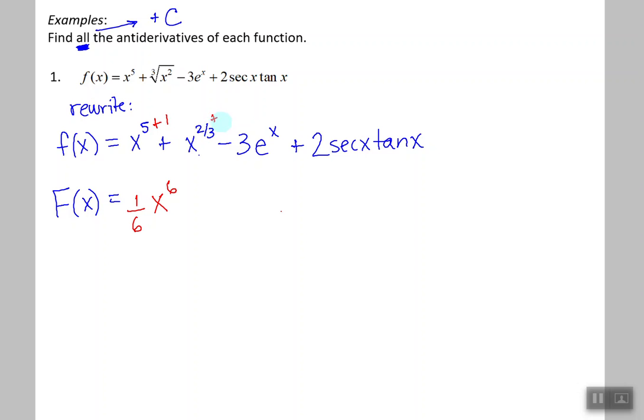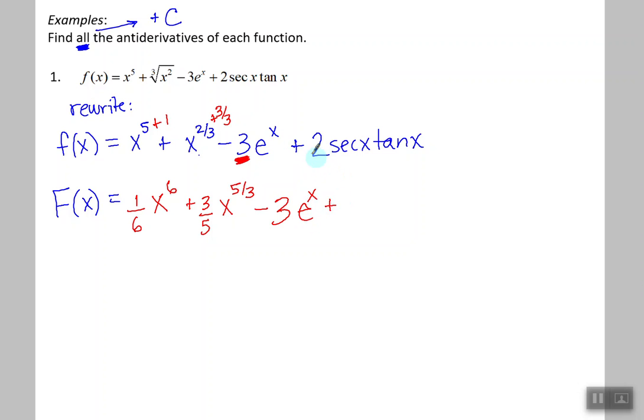Next, add 1 to this exponent, but because it's in thirds, we'll add 3/3. So this becomes x to the 5/3, and instead of dividing, it's easier when we say multiply by the reciprocal, so times 3/5. Next, this 3 is a constant multiple, so using my constant multiple rule, it hangs out in front. And e to the x is the easiest because the derivative of e to the x is e to the x, so therefore the antiderivative of e to the x is e to the x.